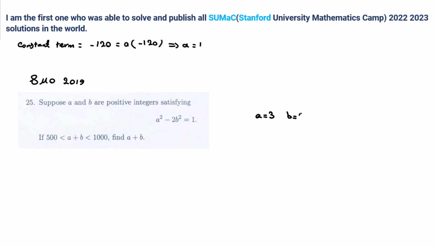A equal to 3, b equals 2, right? Yeah. So was it hard to find one answer? No, because A is odd. Yes, so look, first we should try to find a small example, meaning the smallest possible answer, okay?